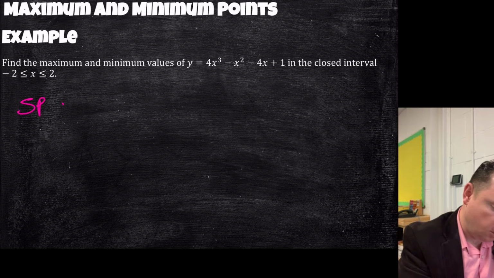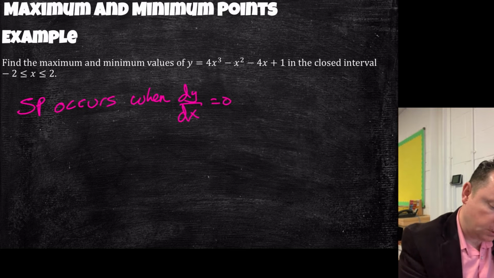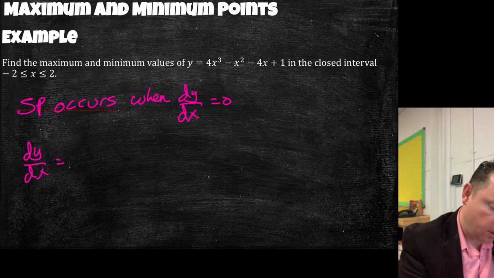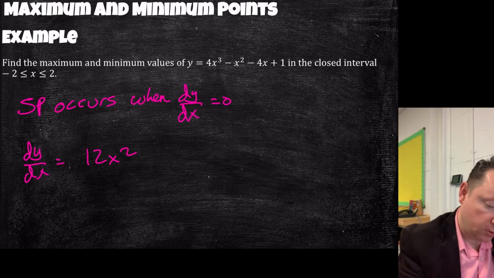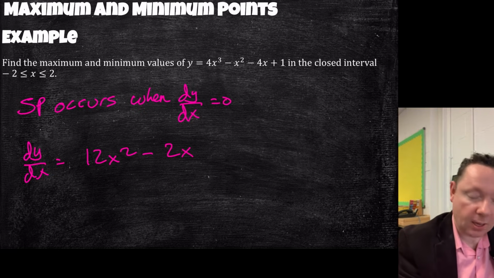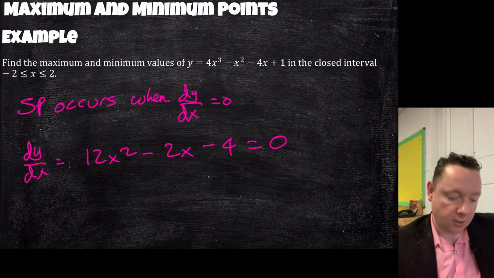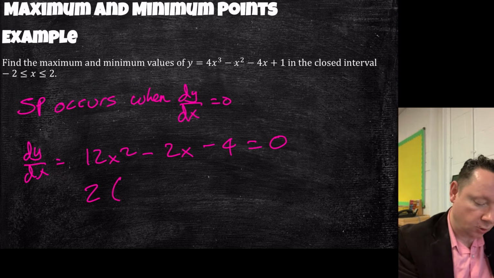Stationary points occur, and you always need to write this statement, when dy by dx equals 0. So dy by dx is equal to 3 times 4, which is 12x squared, minus 2x, and then minus 4. We're going to make that equal to 0. So we factorise it, taking 2 out as a common factor: 6x squared minus x minus 2 equals 0.